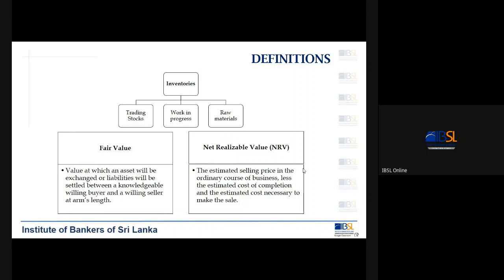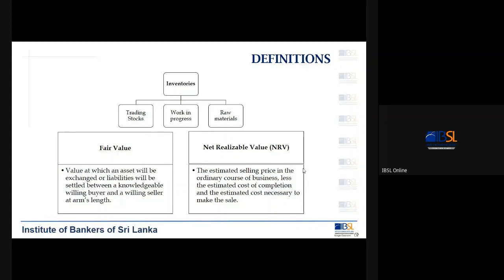Right. So considering these three stages in which your stocks can be, there are two mechanisms of valuation. Either you can consider the stocks at fair value, or you can consider at net realizable value. What do you mean by this? Fair value, of course, you know all by this time. The value at which an asset will be exchanged or liabilities will be settled between a knowledgeable willing buyer and a willing seller. I have already spoken about this several times, the fair value. But what is net realizable value? The estimated selling price in the ordinary course of business less the estimated cost of completion and the estimated cost necessary to make the sale.